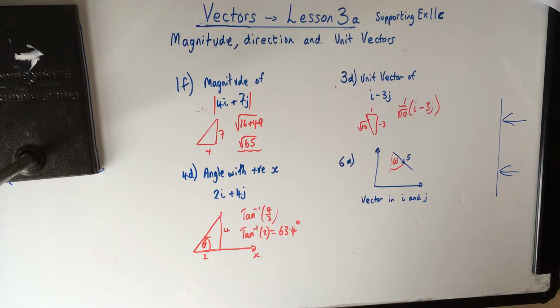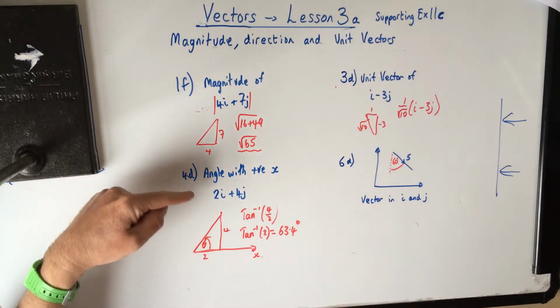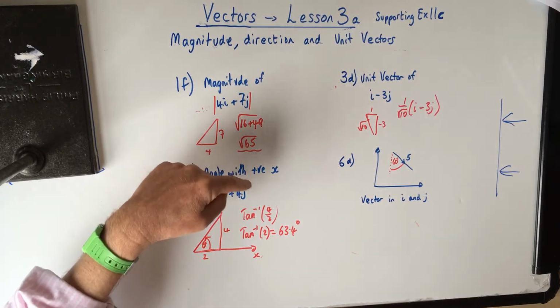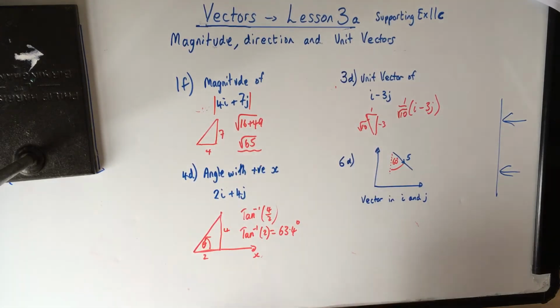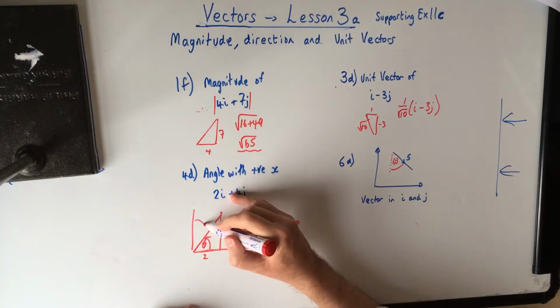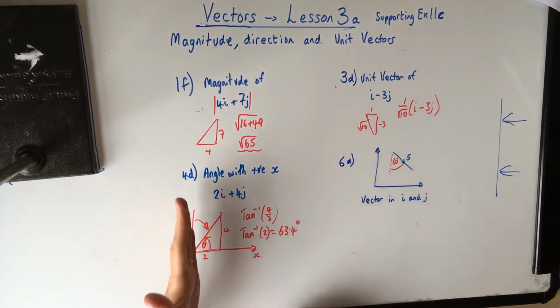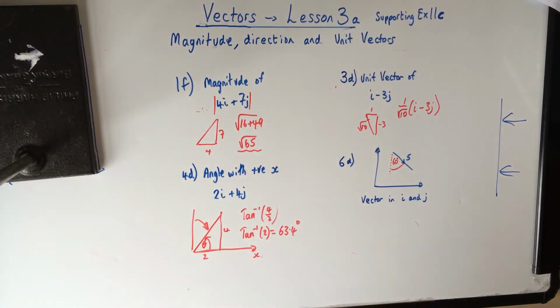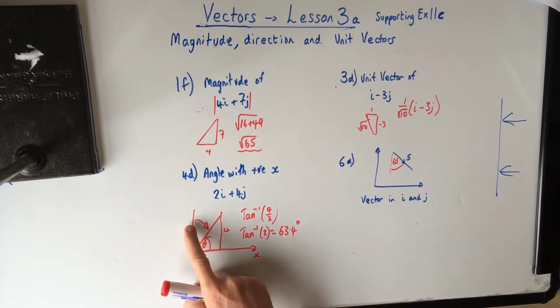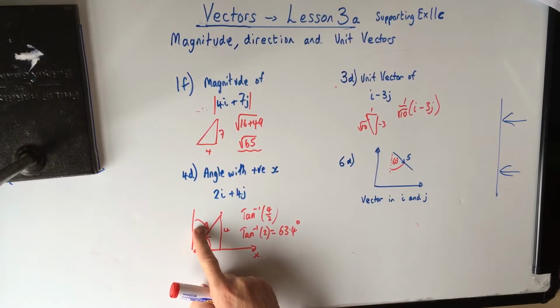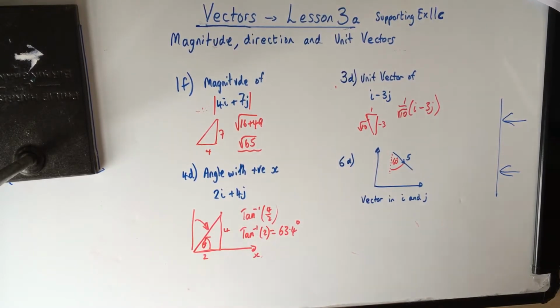Question 5 says it's the same as question 4. It says the angle with the positive y-axis. So with question 5, you're just finding that angle there from the y-axis, turning from the y-axis. So just do the same maths as what we've done here, and just take that away from 90 degrees and you'll get that angle there. So that's all that one is.